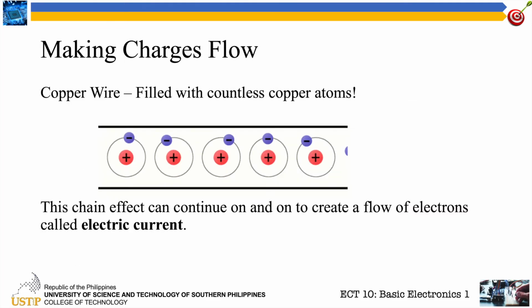Okay? So, copper wire, again, is filled with countless atoms. And in our copper wire, you only have one valence electron. So you have here the copper wire, copper atom, and then your one valence electron. The chain effect: if we let this one electron jump to another atom, and another atom, then we can create electric current. Because by definition, again, electricity is the movement of electrons.